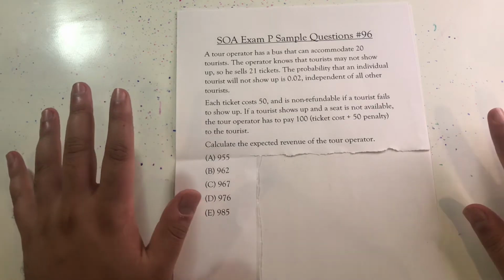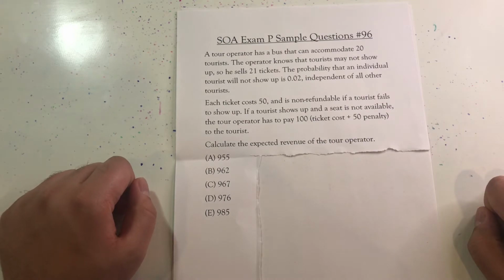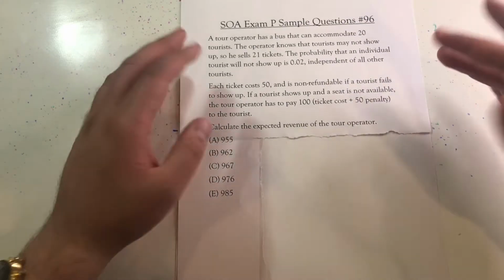All right, so in this video, we're going to go through sample question 96 from the Society of Actuaries Exam P list of sample questions. Don't mind this torn out bit. I misspoke and felt like re-recording.